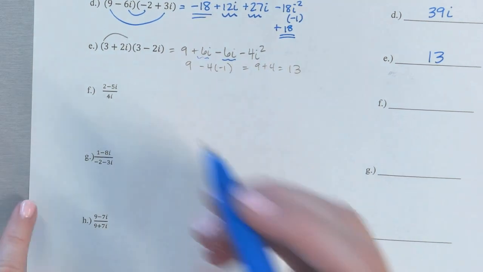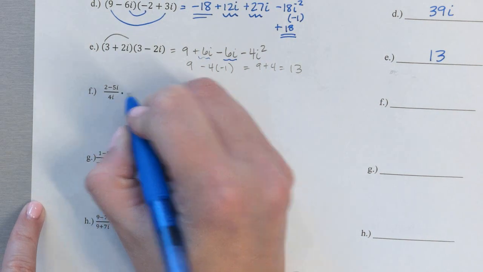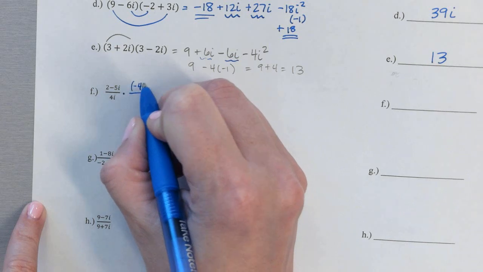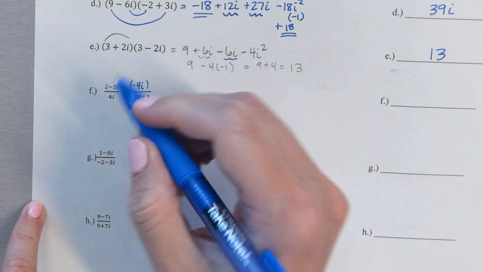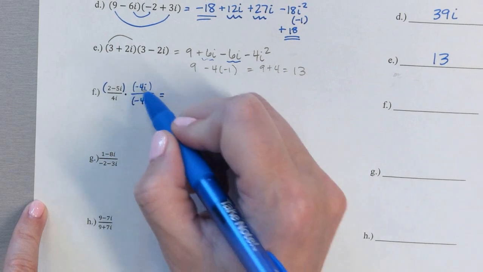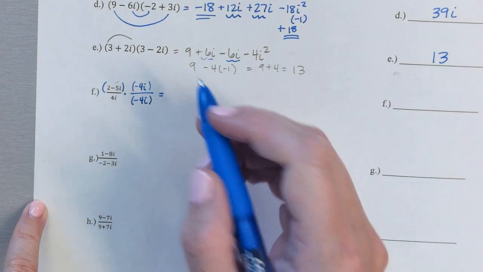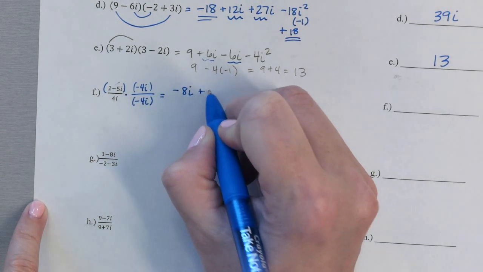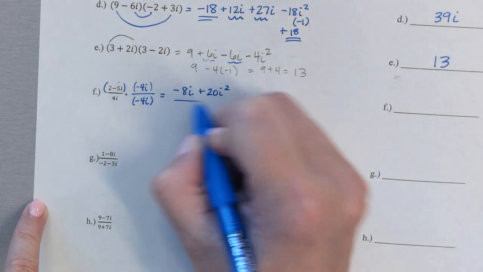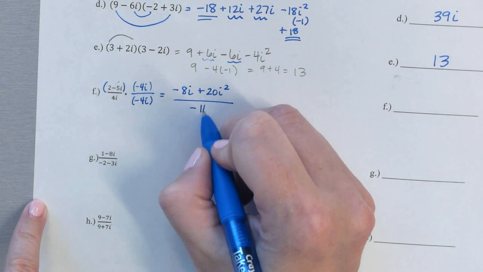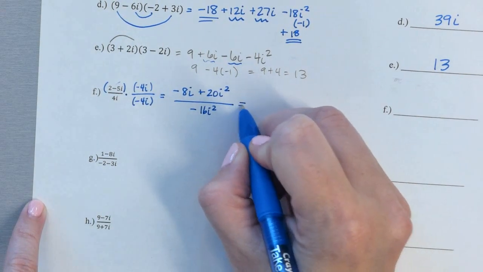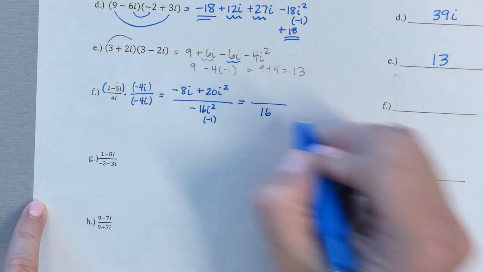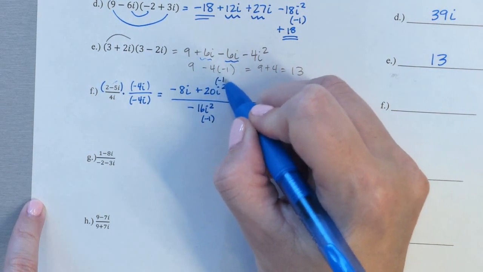Okay, for F, this is just like what we did for our bell work today. Did you guys multiply by negative 4i over itself? Okay. So again, we're going to distribute on the top, because this is just one term. So you have negative 8i plus 20i squared, and then on the bottom, negative 16i squared. When you plug in the negative 1 for each of these, you'll get a positive 16 here. And this is negative 20.